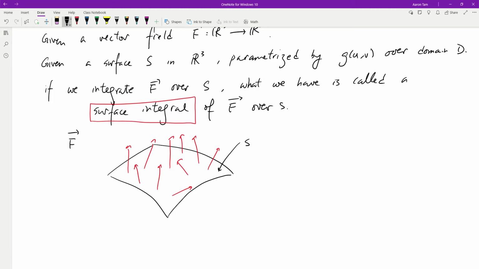So how do we do this? Imagine the following. Let's focus on 1 point.